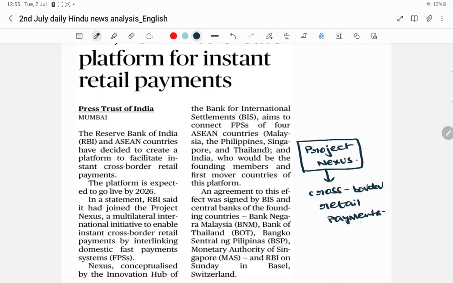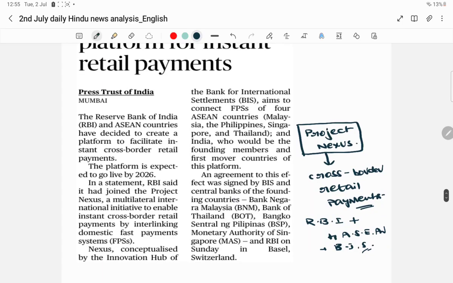Who are the countries participating? The participants are the Reserve Bank of India and the 4 ASEAN countries, along with the Bank for International Settlements. Here, if you see, the Reserve Bank of India and ASEAN countries have decided to create a platform to facilitate instant cross-border retail payments. This platform is expected to go live by the year 2026.